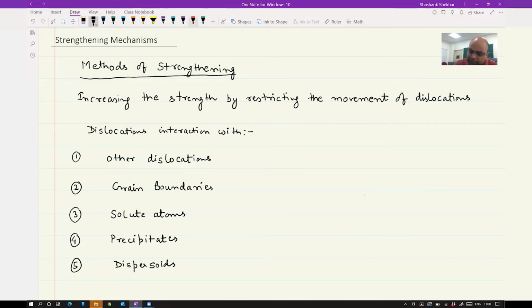Now, if a dislocation interacts with other dislocations and thereby enhances the strength of a given system, the mechanism is called strain hardening, or we also call it work hardening. Now, if the dislocations interact with the grain boundaries, getting piled up at the grain boundaries and thereby enhancing the strength, this mechanism is called grain boundary strengthening.